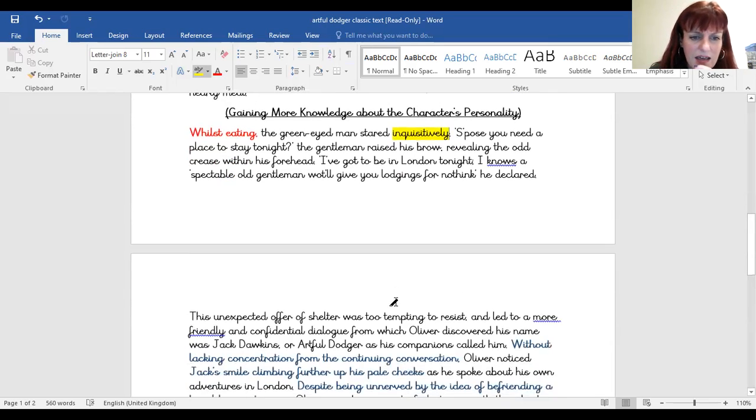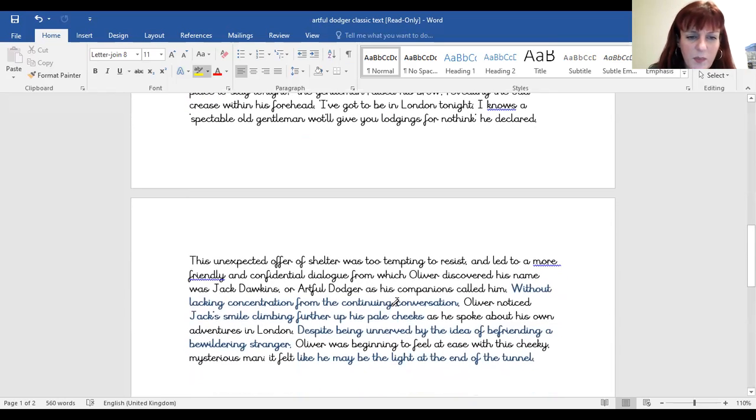Let's see. What else does this part here? The unexpected offer of shelter was too tempting to resist and led to a more friendly, confidential dialogue from which, so confidential tells us that he doesn't share this information with everybody. And he's even more friendly. I mean, how could Dodger get more friendly? He's bought this stranger food, but yeah, he's telling him more.